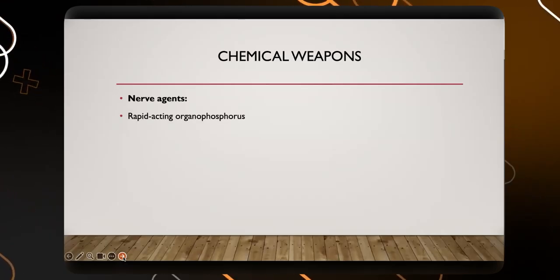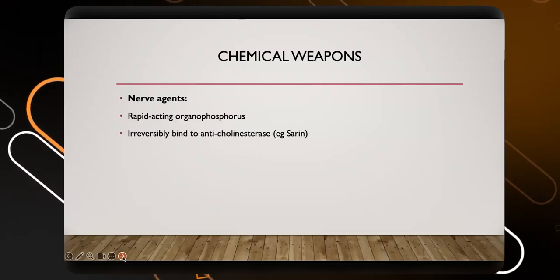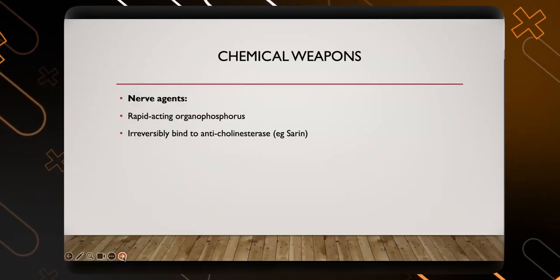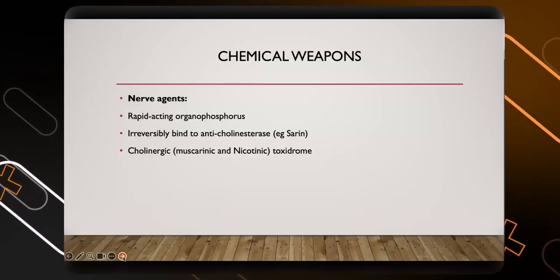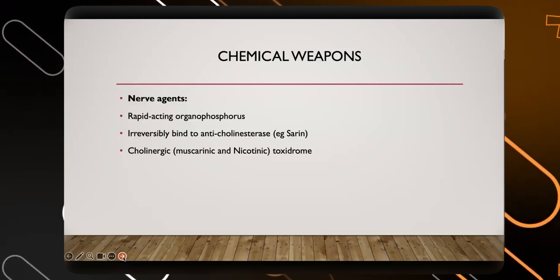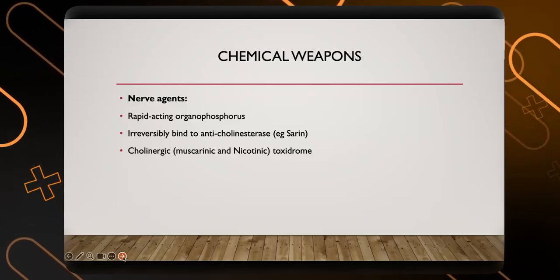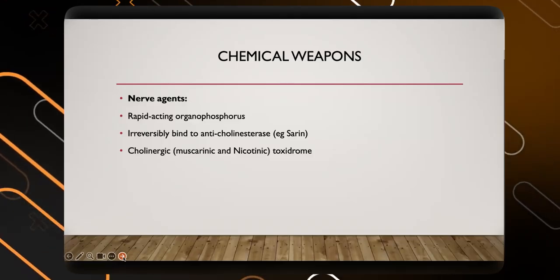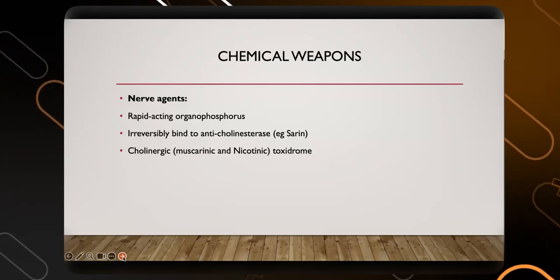Now, nerve agents, for example, rapid-acting organophosphorus, irreversibly bind to the anticholinesterase. Sarin, which is a typical nerve agent, leads to a cholinergic, which is muscarinic and nicotinic, toxidrome. Now, what is a toxidrome? It's a collection of signs and symptoms which typically occur with poisoning. I'll discuss toxidromes later in my talk. But chemical weapons like sarin, which is a nerve agent, typically present with cholinergic toxidrome.